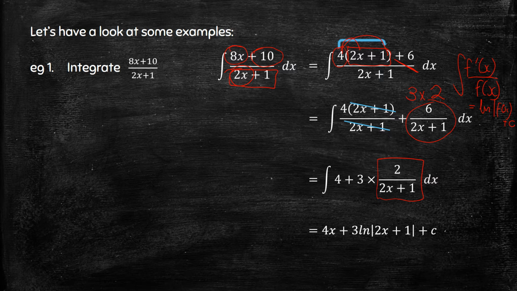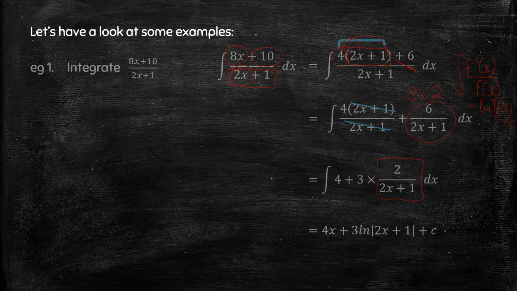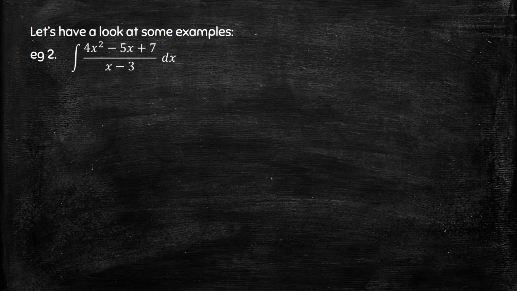So let's have a look at a slightly harder example. We're going to integrate this one here. It's a little bit longer, so again, we're going to split it up. We're going to end up with 4x squared over (x - 3), minus 5x over (x - 3), plus 7 over (x - 3). Okay, now we're just going to deal with the first term first. I think you have to do this a little bit slowly.